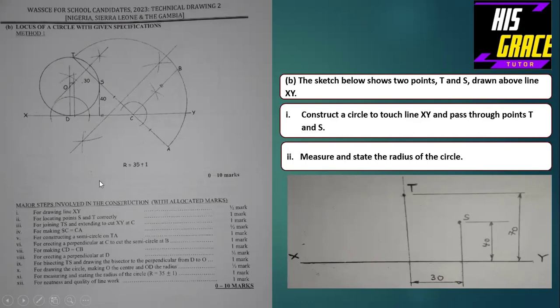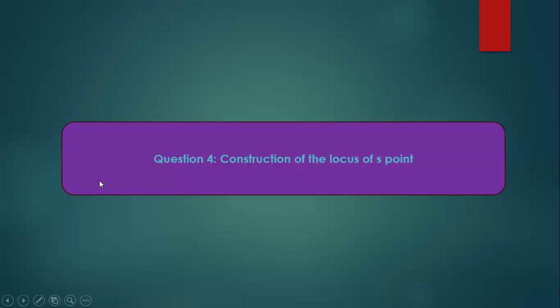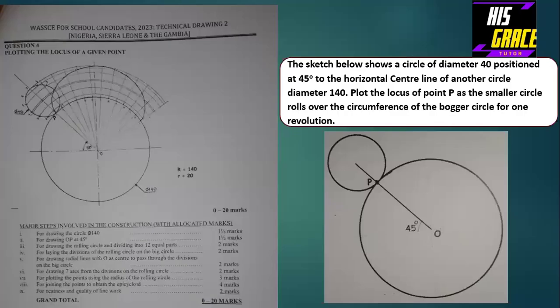Okay, now let's look at the next one, which is question 4. This has to do with the construction of the locus of a point. This is the given diagram, and this is the statement made about the problem. We are told that the sketch below shows a circle of diameter 40 positioned at 45 degrees to the horizontal center line of another circle of diameter 140. Plot the locus of the point P as the smaller circle rolls over the circumference of the bigger circle for 1 revolution. So this is the solution in the marking guide, as you can see here.